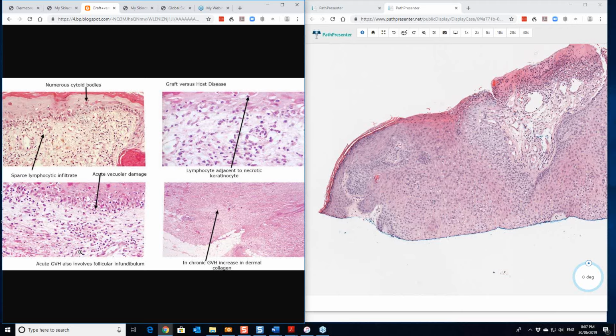Acute GVH also involves the follicular infundibulum. It'll go down the opening of a hair follicle as well. And the big difference is in chronic graft-versus-host, this gives a sclerodermoid picture with thick dermal collagen. So it's totally different, and there's not a lot happening at the dermoepidermal junction. So let me just see if we can get some pictures of acute graft-versus-host disease for you.